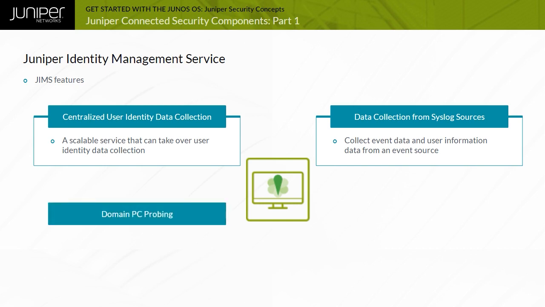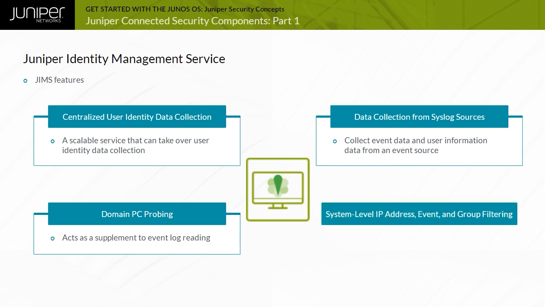Domain PC probing. Domain PC probing acts as a supplement to event log reading. When a user logs in to a domain, the event log contains that information. When there is no IP address to username mapping from the event log, JIMS initiates a domain PC probe to the device to get the username and domain of the currently active user.